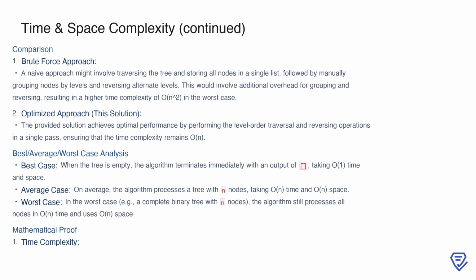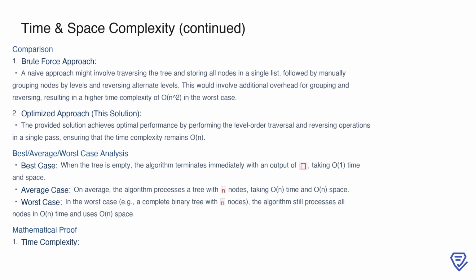To further understand the efficiency of the solution, let's compare it to a brute force approach. A naive method might involve traversing the tree and storing all nodes in a single list, then manually grouping nodes by levels and reversing alternate levels. This would introduce additional overhead for grouping and reversing, leading to a higher time complexity of n squared in the worst case. In contrast, the optimized approach combines the level order traversal and reversing operations into a single pass, ensuring that the time complexity remains n.